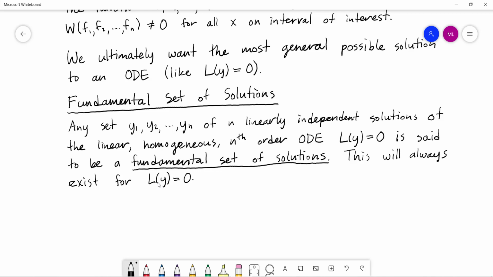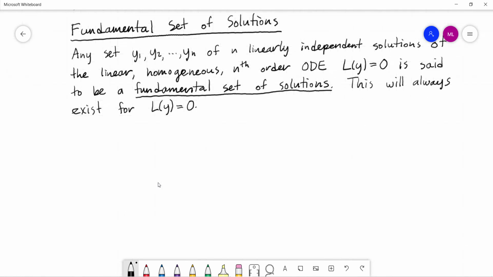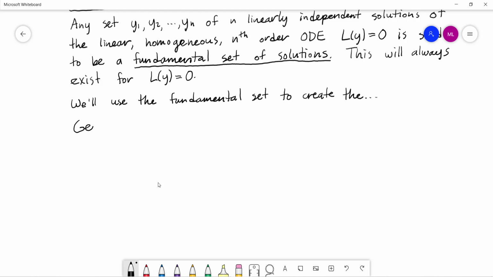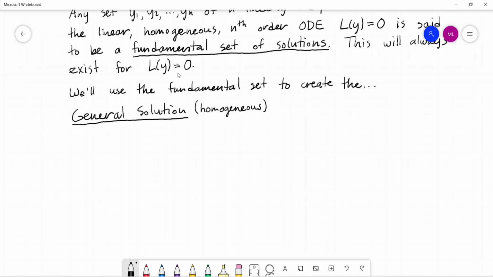Okay, we'll use the fundamental set to create what we're going to call the general solution. And again, for now, we're just talking about homogeneous differential equations, so we're still talking about L of y equals 0. So this is what we're trying to form, the general solution.